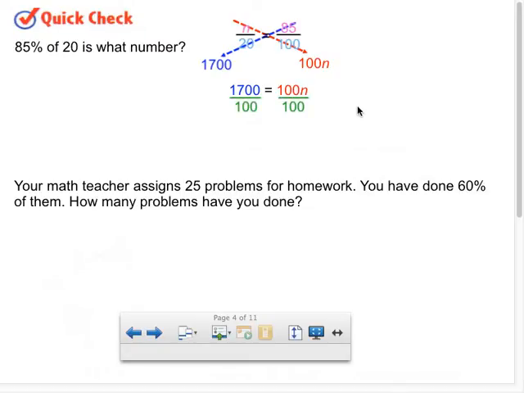Okay? What happens to 100 divided by 100? Becomes 1n. And what's 1,700 divided by 100? Guess what? If we multiply and we move it to the right 2 zeros, the number of zeros, when we divide, we're making it smaller. So which way am I going to move my decimal to make it smaller? To the left.